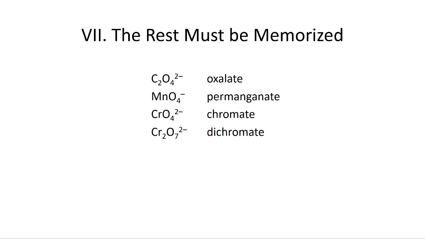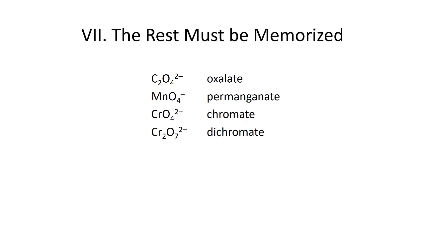So Mn with a capital M and a lowercase n is the manganese element, and MnO4- is the permanganate ion. The next polyatomic ion is chromate. So chromium is capital C, lowercase r, and the chromate ion is CrO4 2-. Finally, the last polyatomic ion that you're going to have to learn for this class is dichromate.